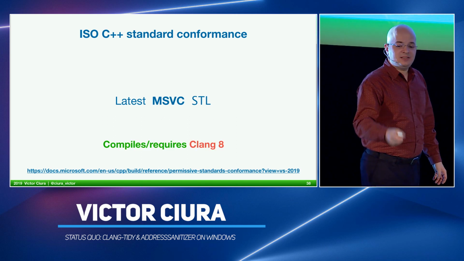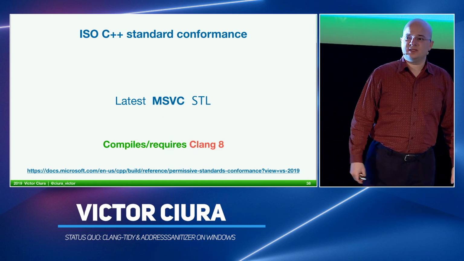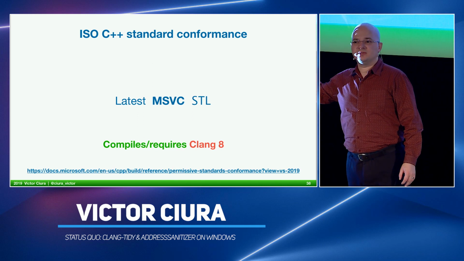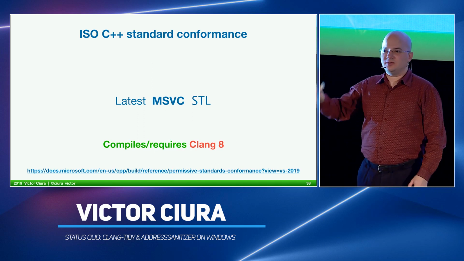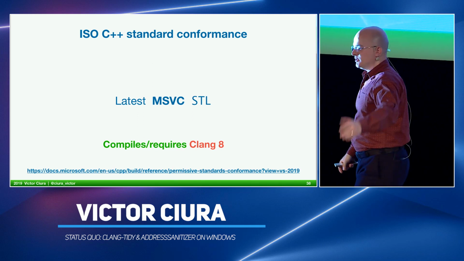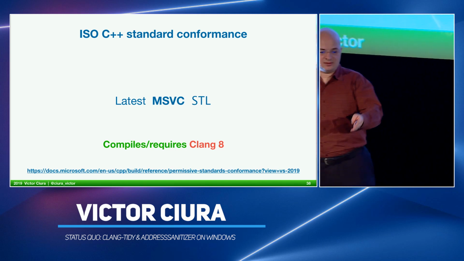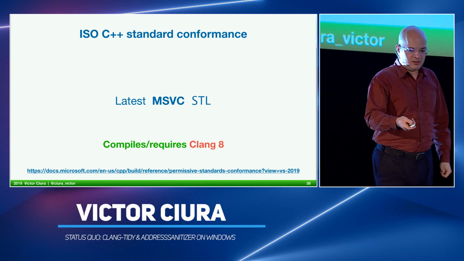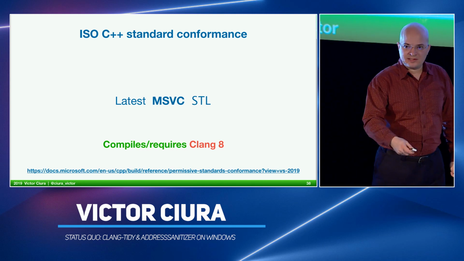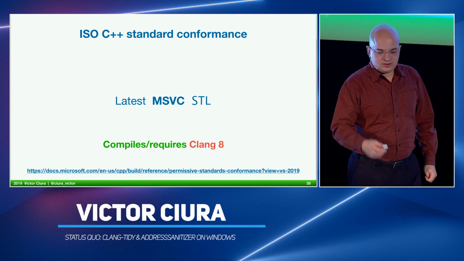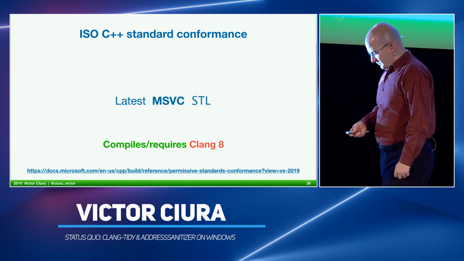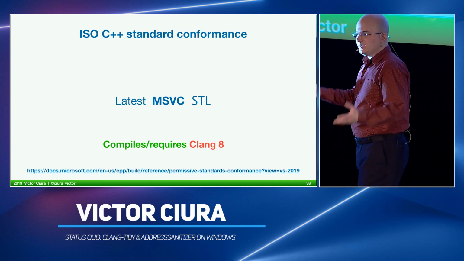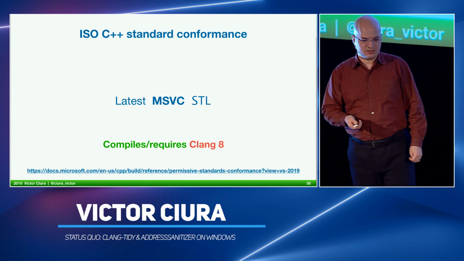The latest STL from MSVC, everybody knows now it's open sourced. It's on GitHub. So you can check it out. You can make pull requests. The latest MSVC compiles with Clang 8 and actually requires it because they use fancy new features. Maybe soon they'll require Clang 9, who knows? Maybe in 6 months or so.